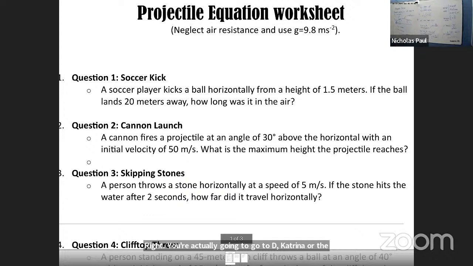A soccer player, so one person from a height of 1.5 meters. He started at 1.5 meters, on top of something 1.5 meters high. He is on top of a cliff and he kicked the ball off.